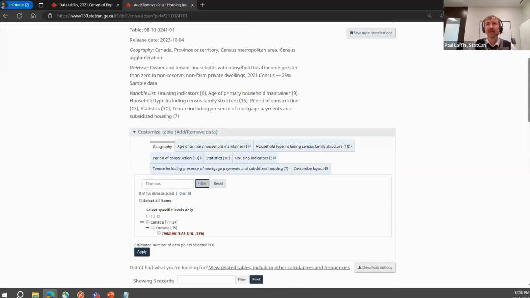And this is looking at, we didn't have time to talk about geographies, but this is looking at census agglomerations. So this is not always equal to a city. In this case it is, but it's not always the case. It's kind of like a smaller version of a census metropolitan area, is the simplest way to explain what a census agglomeration is. So I could select Timmins, but maybe I also want to select Ontario, and say Toronto as well.